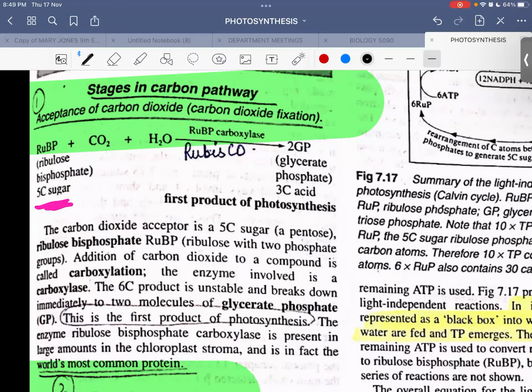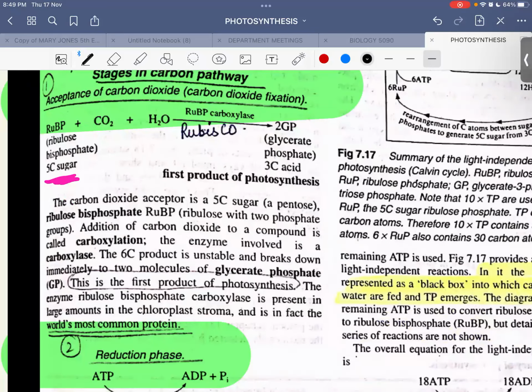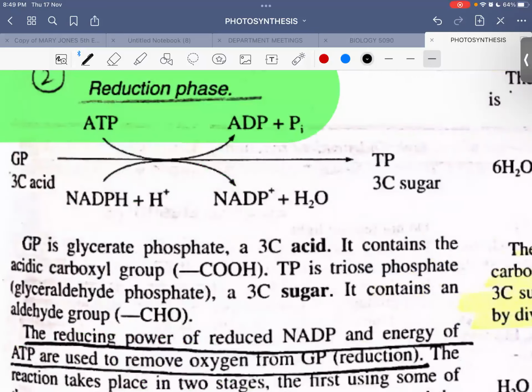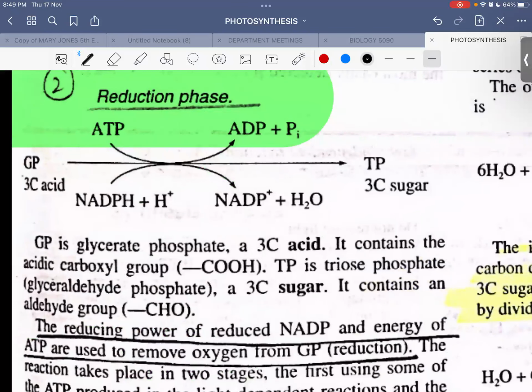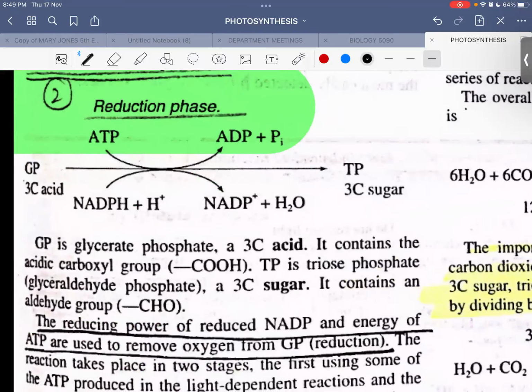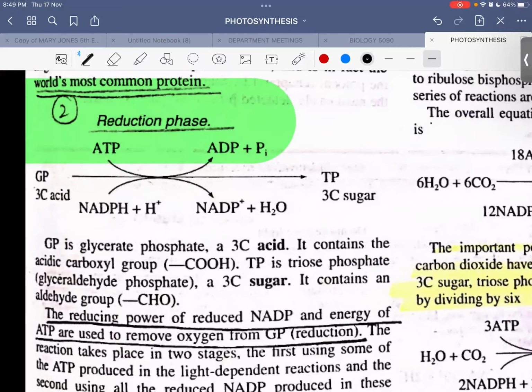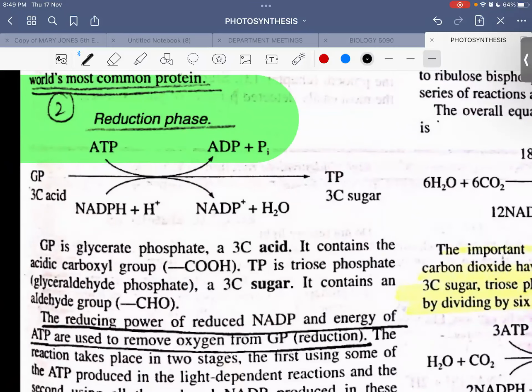GP, right. Now the power of ATP and the reducing power of NADPH then causes oxygen to be removed from GP. TP has more chemical energy than GP, and so GP is converted into TP as TP has more chemical energy, as it is a sugar. Correct. So we then form two TP molecules, right? Yes, there will be 2 only, because there were 2 GP, so there will be 2 TP.